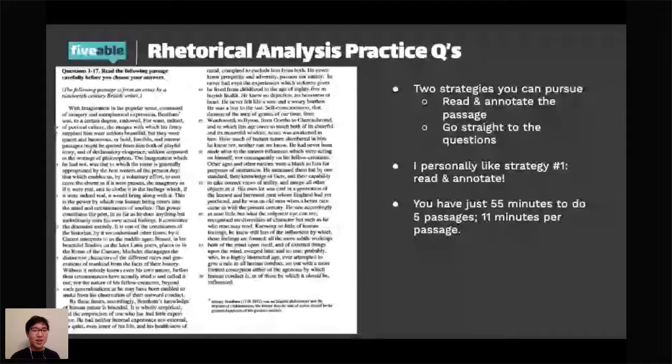The first one is reading and annotating the passage. I think this is the strategy that most teachers encourage, because I think it allows for the most amount of time in answering the questions, going back and referencing.